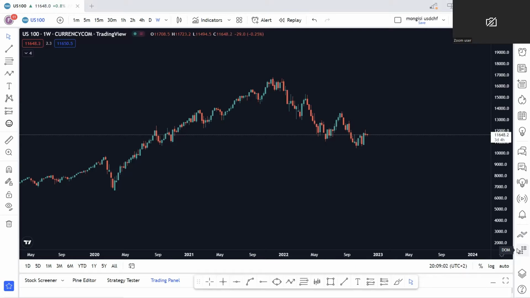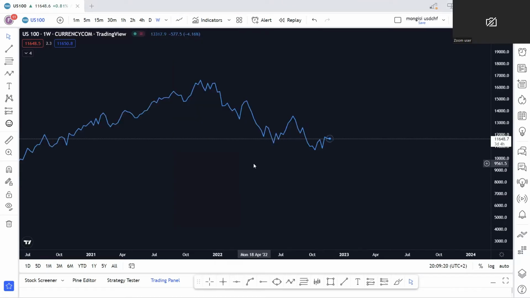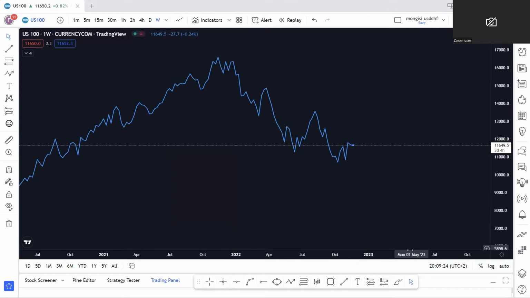So we see that on the weekly time frame we have a very descending structure, a very beautiful descending structure, and right here we're trying to achieve the market direction, because without the direction we cannot place trades. So now on the weekly time frame, let's use the line chart and see how the market is really moving.